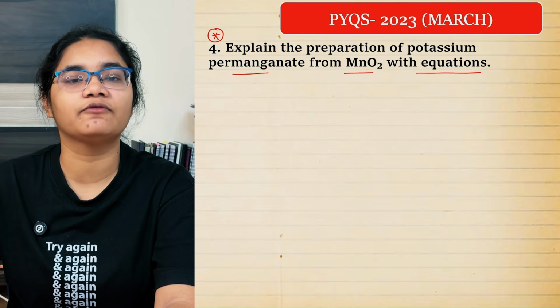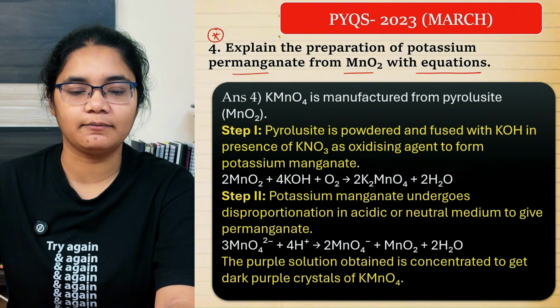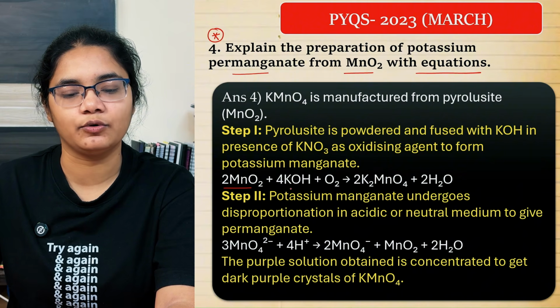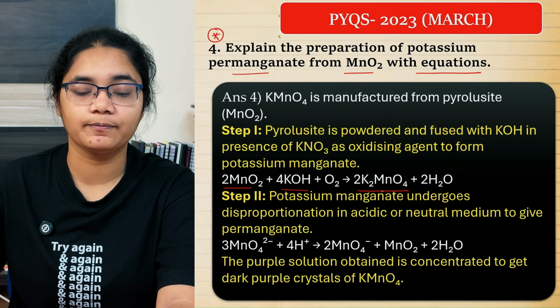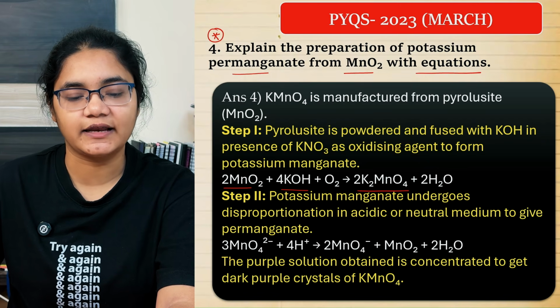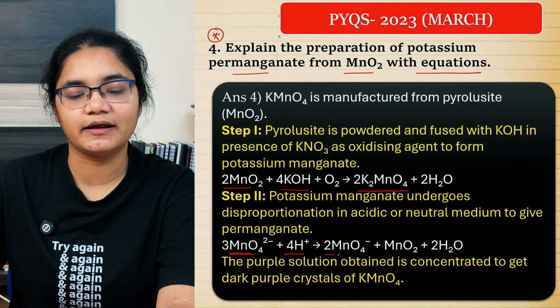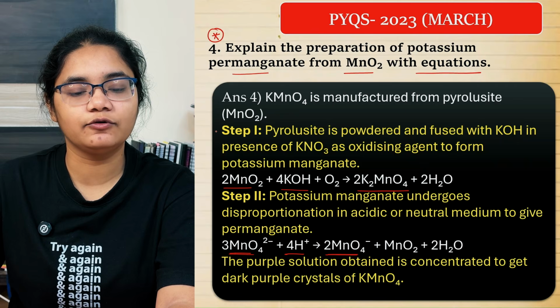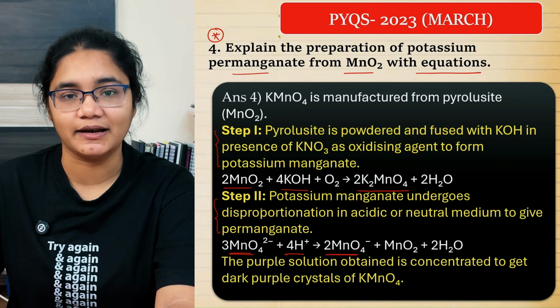Both the preparations of potassium dichromate and potassium manganate you should prepare. If you see MnO2, how it is prepared: first of all, MnO2 is treated with KOH to give you K2MnO4. Then this K2MnO4, that is MnO4 2 minus, your manganate, in the acidic medium gets converted to permanganate. Even if you don't write these statements, that is fine, but the equation should be written in the balanced form.